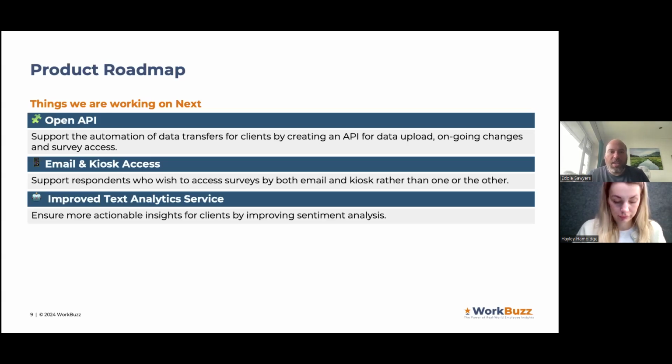Then improve text analytics. So we want to take our current sentiment analysis feature and make it much better than it is now in terms of new technology. AI has moved on very fast. We're going to leverage a lot of that into this and make sure we're providing you more actionable insights and going down to a much more granular level in terms of, not just themes, what are the micro themes that are coming out of that?